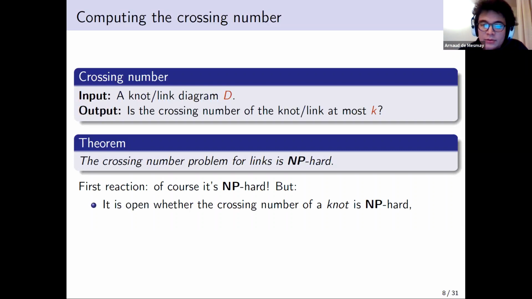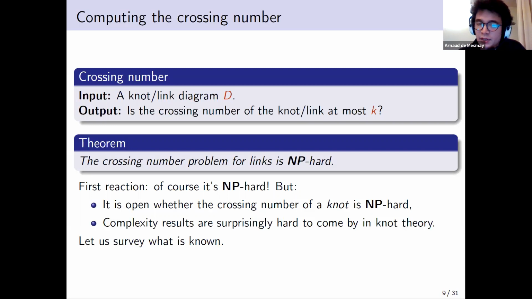But I would like to answer two things. The first one is that, well, maybe it's expected that it's NP-hard, but it's not that obvious to prove it. And one counterpoint is that we are able to prove it for links, but if you restrict to knots, so that means with a single connected component, then I don't know how to make the proof work. So maybe you can try to figure it out during the talk and understand where the proof breaks.